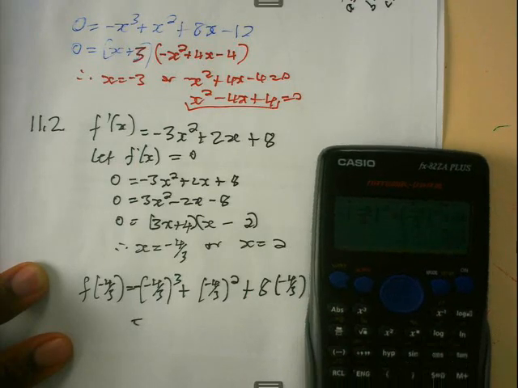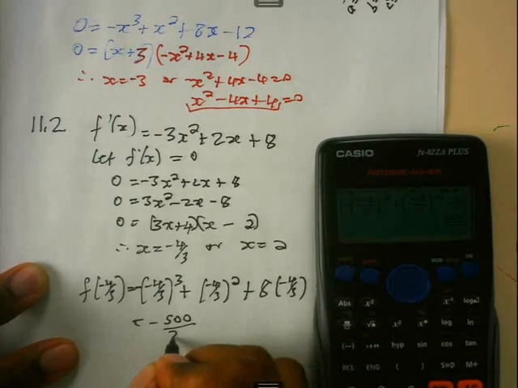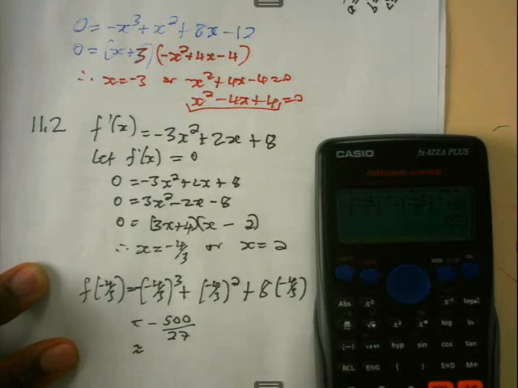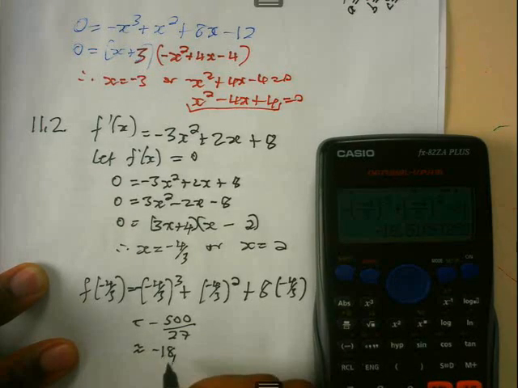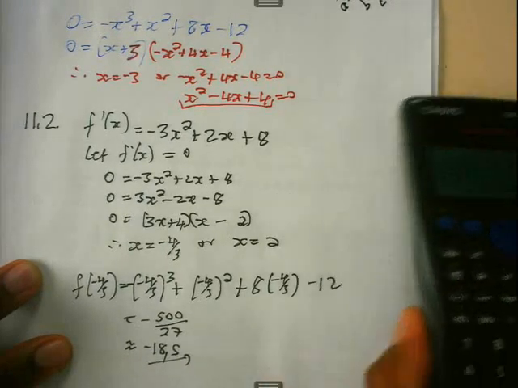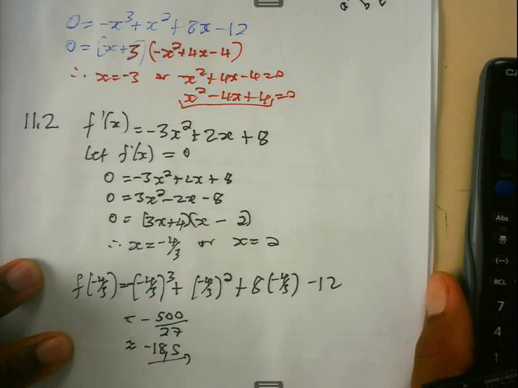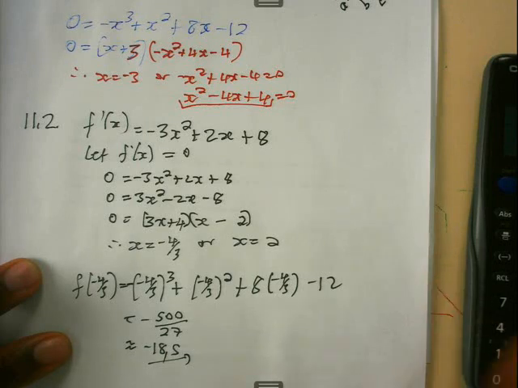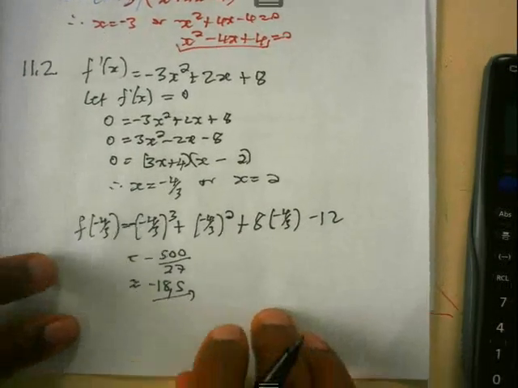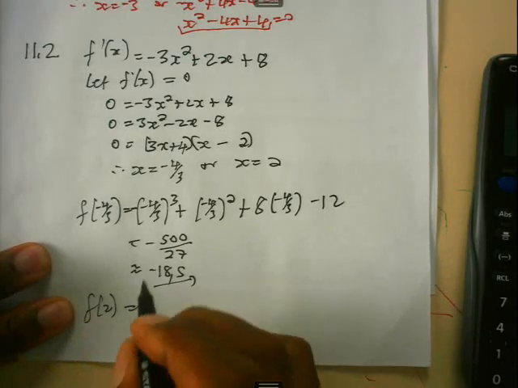Then we have minus 500 divided by 27, which, when you change it to a decimal, will be minus 18,5. Now we know that when x is minus 4 over 3, the y coordinate will be minus 500 over 27. Now we have the first one. For the second one, you also do the same: you take 2 and substitute it in the original equation.